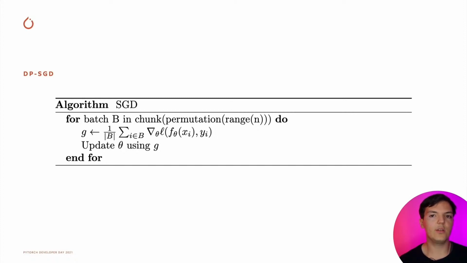To make SGD differentially private, we need to change 4 things. First, we need to clip individual gradients to a maximum norm of C. Second, we need to add Gaussian noise to the resulting average gradient. But to do that, we need access to individual gradients, which is not efficient by default in PyTorch. So in Opacus, we implement an efficient version of this.